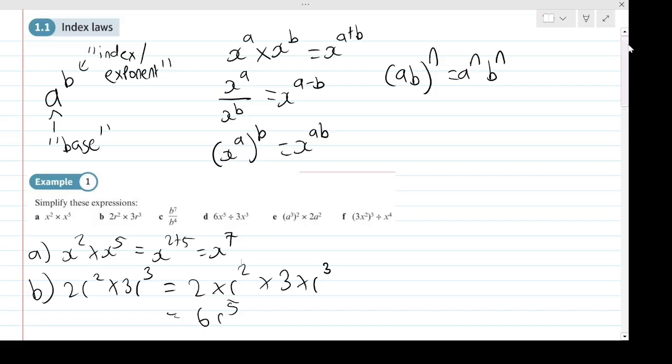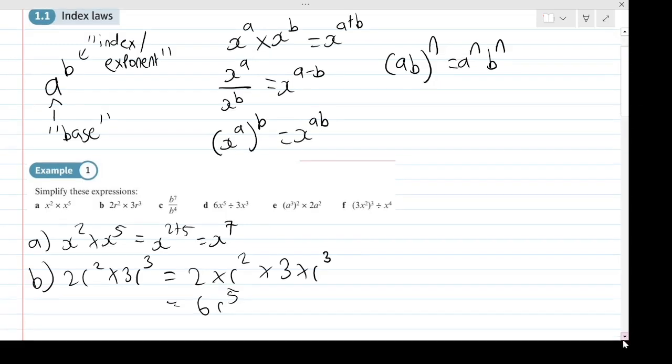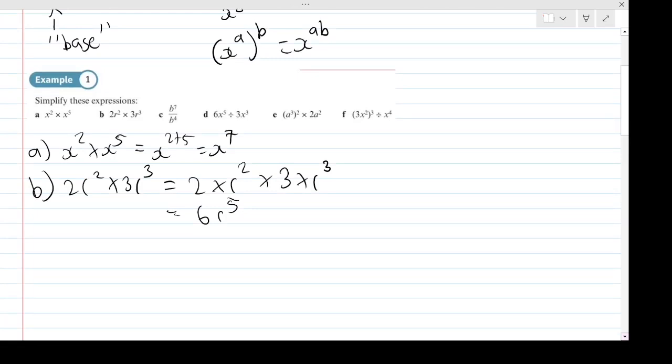Part C, scroll down. We have b to the 7 divided by b to the 4. And again, we're going to subtract the powers, aren't we? So it's going to be b to the 7 minus 4. So that's going to be b cubed. Cool.